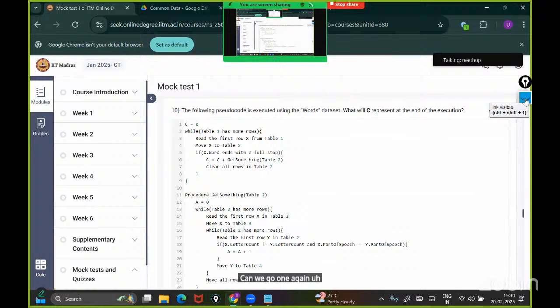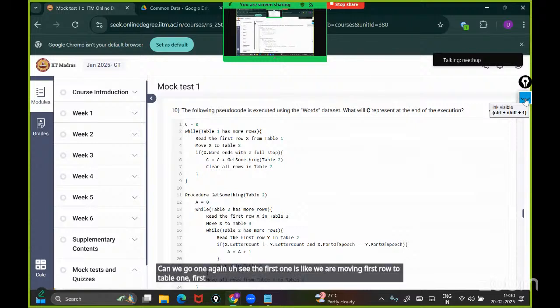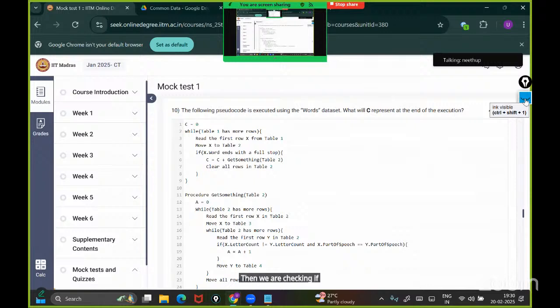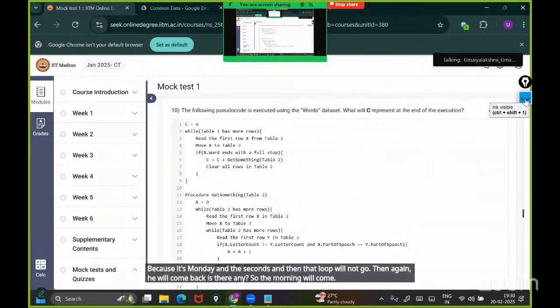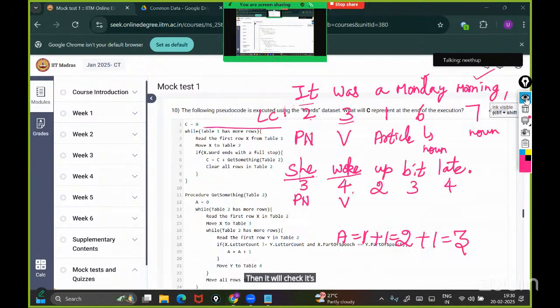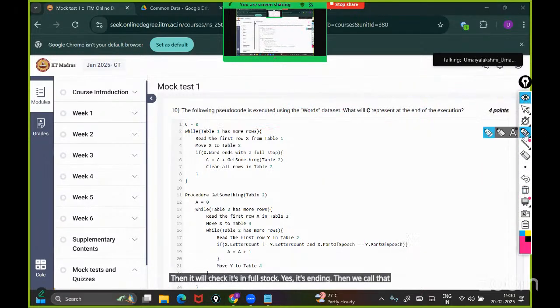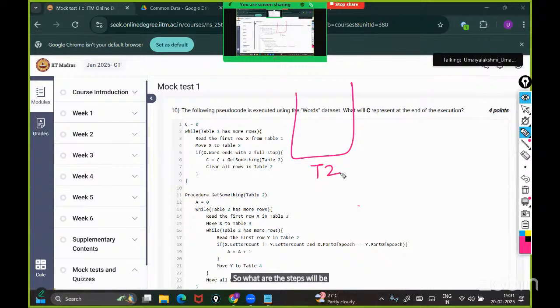See, the first one is like we are moving the first row X1 from table 1 to table 2. Then we are checking if X dot word ends with a full stop. No, because it's Monday. And for the second sentence, that loop will not go. Then again we will come back. So the morning will come. Then it will check if it's a full stop. Yes, it's ending. So then we call that. What are the steps? Table 2 is a whole sentence, right? Yeah, whole sentence.